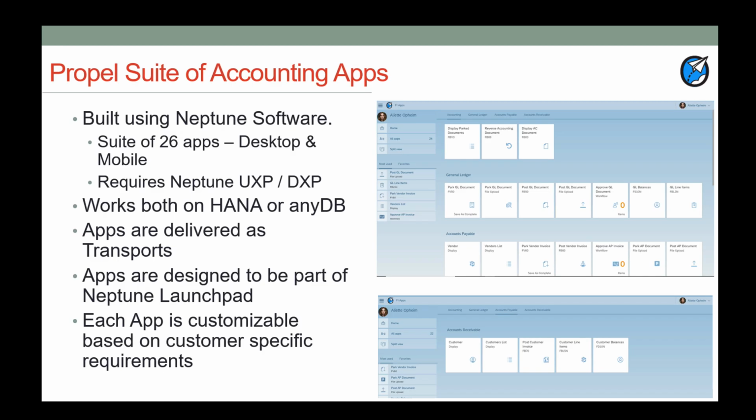Here is a quick introduction on our app suite. Our suite of apps has 26 apps in total. 24 of them run on desktop and 2 run on mobile. The apps require Neptune UXP, or any version of Planet 8 DXP, to be installed. The apps work both on HANA and non-HANA databases.